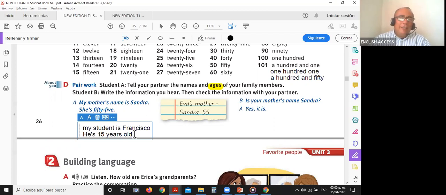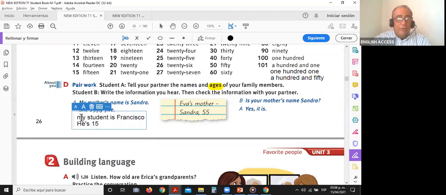Years old is necessary, they go together. You cannot say he is 15 years. No, it's incorrect. You cannot say he is 15 old. No, you have to say he is 15 years old. Okay? It's necessary that all these phrases go together. He's 15 years old. Or you can only say the age without years old. You can say he's 15 and that will be correct. Okay? So Francisco is 15.